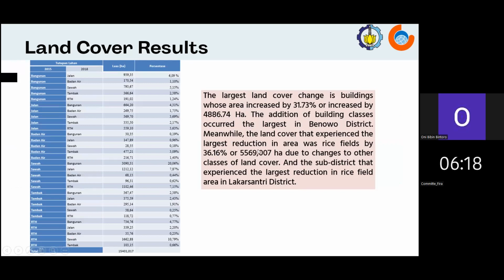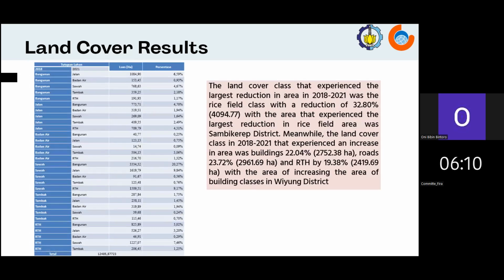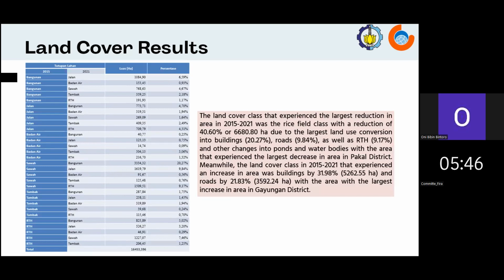Meanwhile, the land cover that experienced the largest reduction in area was rice field by almost 40%. And the land cover that experienced the largest reduction in area from 2018 to 2021 was the rice field class with a reduction of 32.80%. Meanwhile, the land cover class in 2018 to 2021 that experienced an increase in area was building, 22%. The land cover class that experienced the largest reduction in area was the rice field with a reduction of almost 40%.